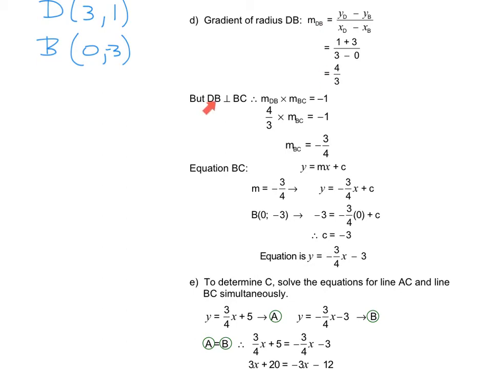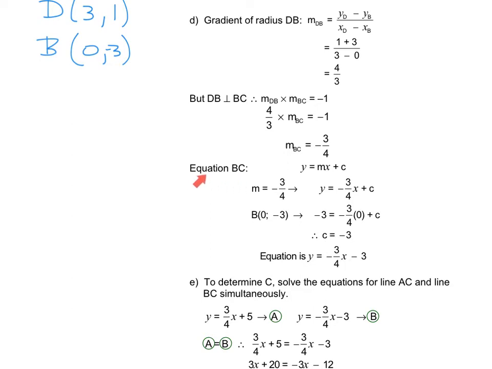But we know that the radius and the tangent are perpendicular, and therefore if I take their gradients and multiply them with one another, it must give me -1. So the gradient of the radius, 4/3, times the gradient of the tangent BC must equal -1. To work out the gradient of the tangent BC, I must use the opposite calculation of multiplication and divide by the fraction 4/3. -1 divided by 4/3 gives me -3/4. The short method to work out the gradient of the tangent is to use the opposite sign. So instead of a plus, I'm using a minus, and I flip the fraction to 3/4.